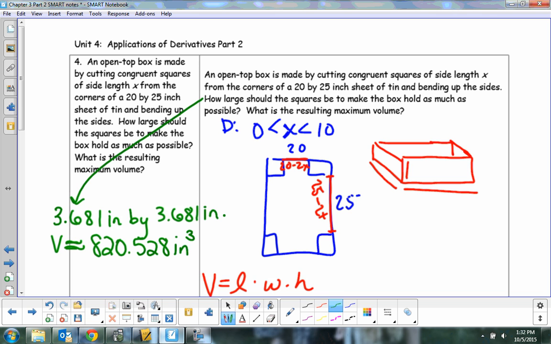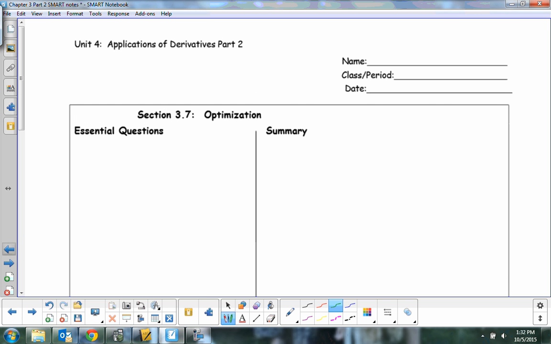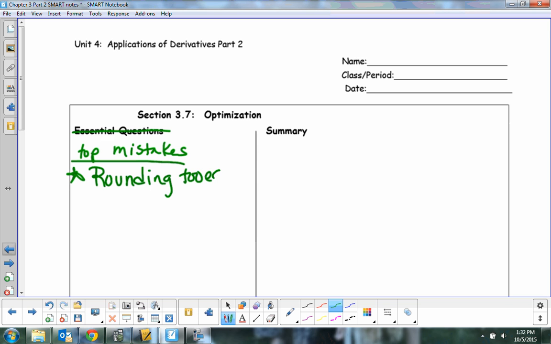Okay. So for a summary on all of these, I want you to tell me top mistakes students make. Tell me what you think are the top mistakes when doing this. Rounding too early. Good. What else? Okay, labels. Good. That's 2 of the 4 I really want you to know.